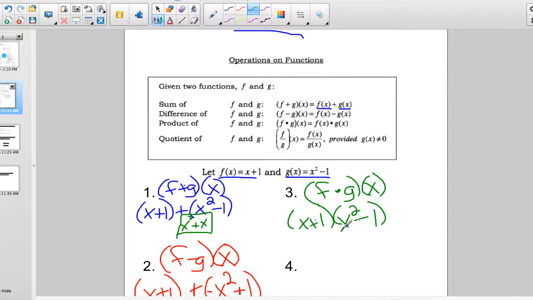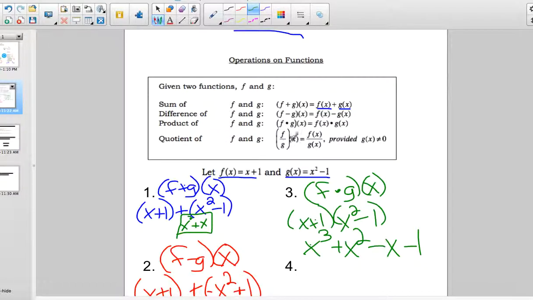For the sake of time, I'm not going to FOIL it, but you would get x to the third, and then plus x squared, and then I think you'd have minus x and minus 1. And that would be your final answer when you FOIL it all out and put it in order. That's what you get.